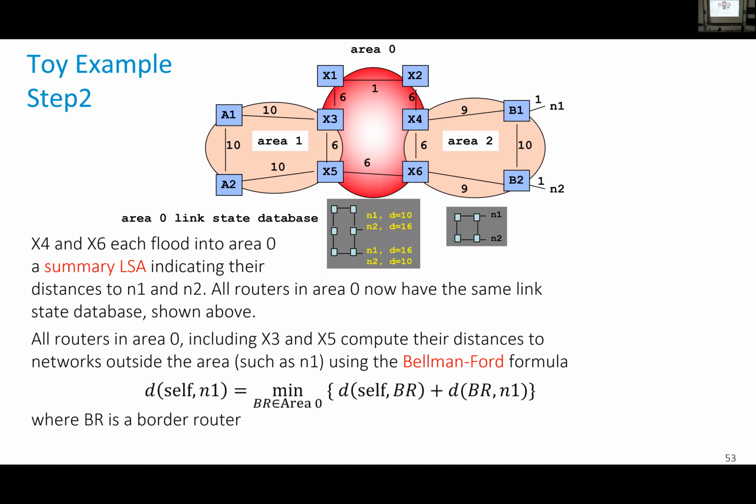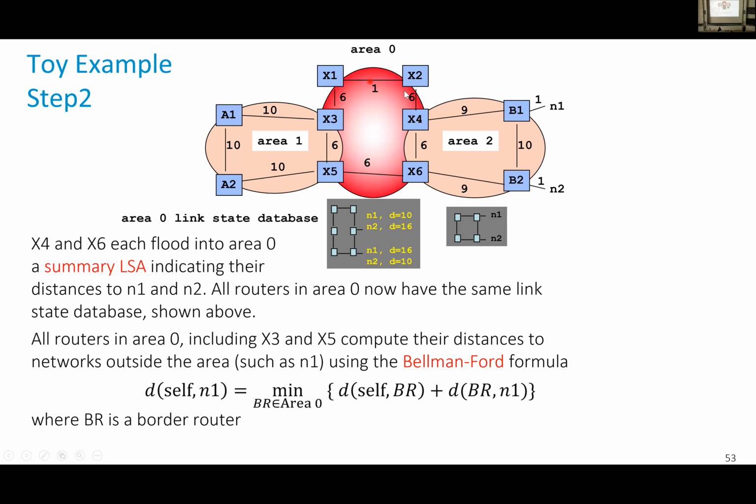Right. Now, routers X4 and X6 that belong also to area 0 will put into the topology database of area 0 the information that they have acquired for area 2, as if they were directly connected. So X4 will say, I know about prefix N1 and the distance is 10, and I know about prefix N2 and my distance is 16, and will flood this information into area 0 using the LSA mechanism that we have seen so far. At the end of this flooding, the 6 routers in area 0 will have this map.